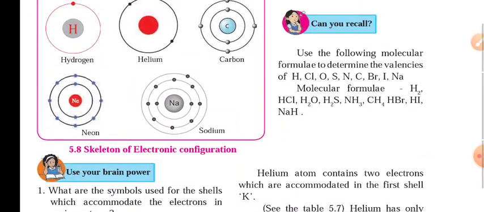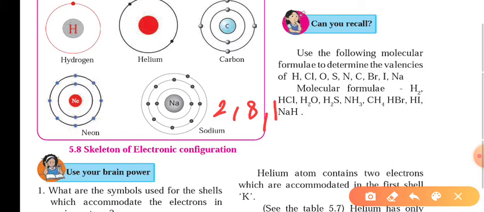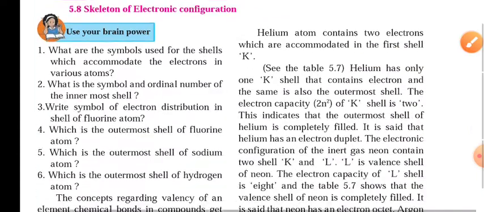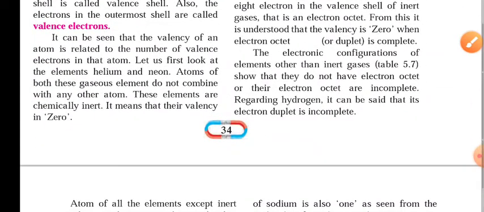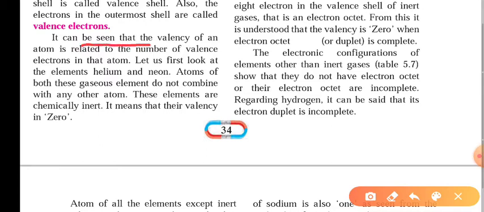Further, when we talk about these atomic structures, if we go back to sodium, you can see for sodium the configuration is 2, 8, 1. The number of electrons in the outermost shell is called the valence electrons. You can see here they have also given valence electron. It can be seen that the valency of an atom is related to the number of valence electrons in that atom.